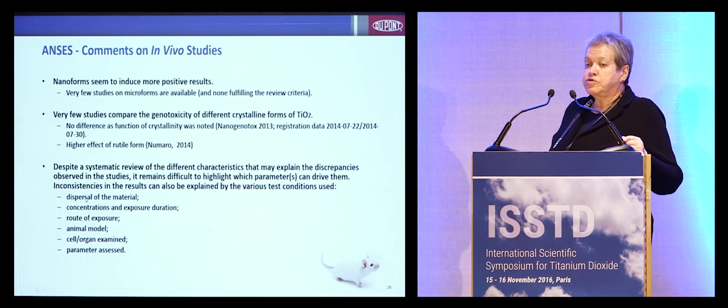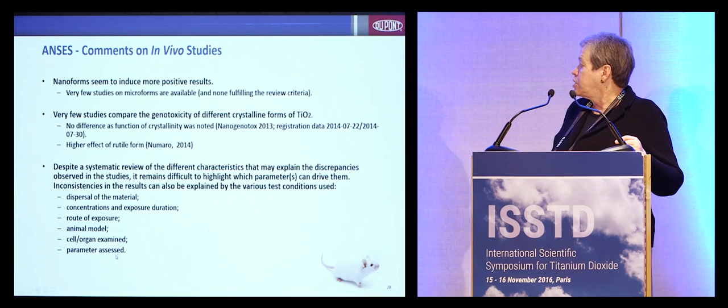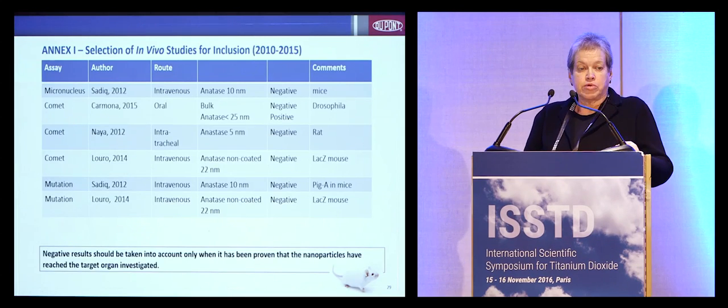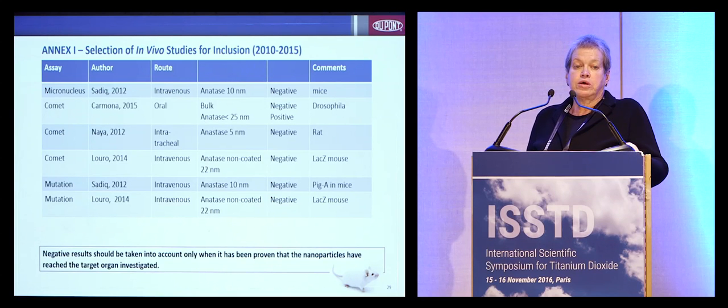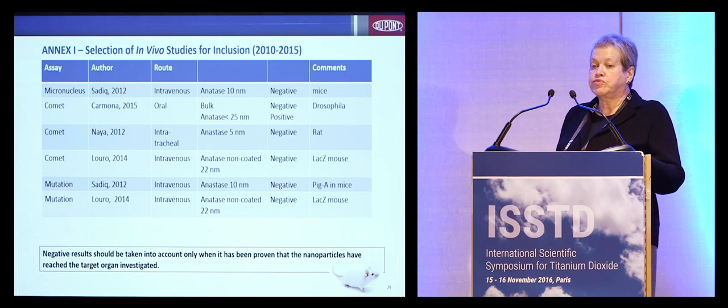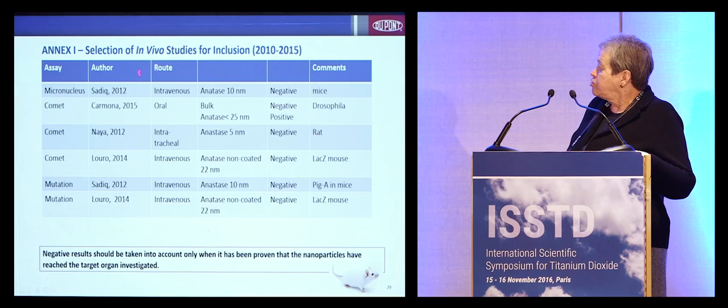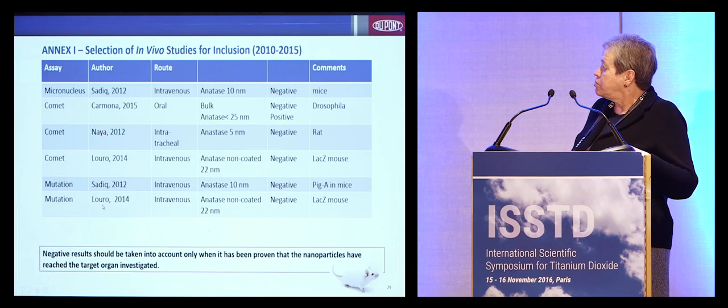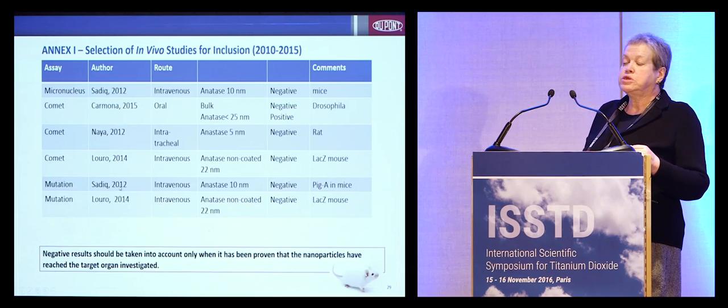It could have been the dispersal of the material. It could have been the concentrations and exposure durations selected, the route of exposure, the animal model, the cell and organ examined, and the parameters that were assessed. This is a table of the total amount of in vivo studies that were taken into account. Again, I made this table myself, so any error would be on my side. It kind of looks like you would have 6 studies, but you don't really, because this study, Louro 2014, is here twice, so is Sadiq, because they looked at different endpoints in the same system.